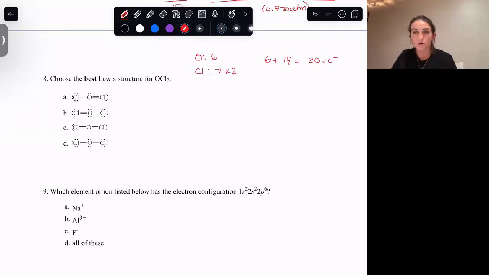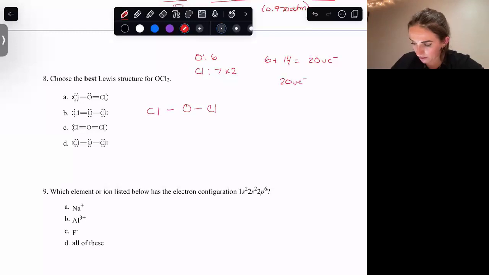We're going to draw our skeletal structure now. We have 1 oxygen and 2 chlorines. Even though oxygen is the more electronegative element, we're going to put that in the center because there's only 1 of them. So we'll have oxygen in the center bonding 1 time to each chlorine.